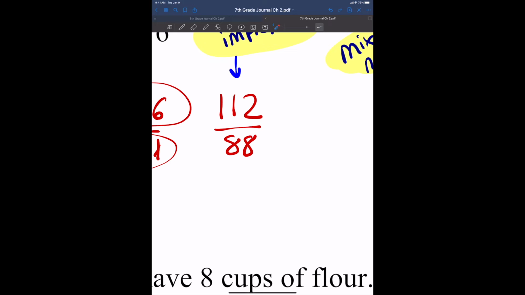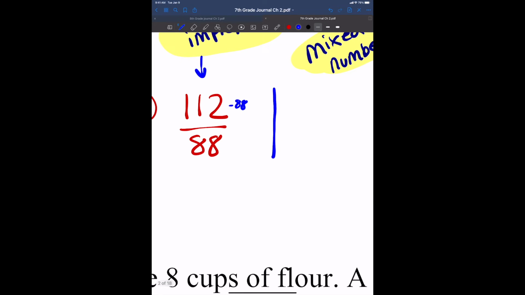Ask yourself, how many 8s can I take out of 112 without going over? How many 88s can I take out of 112 without going over? 1. Now, see that 1? Make it a big 1. Take the big number you just made. Sometimes it's a 2, sometimes it's a 3, sometimes it's 184. Multiply by an 88. What is 1 times 88? 88. And subtract that from up here. What's 112 minus 88? 24.